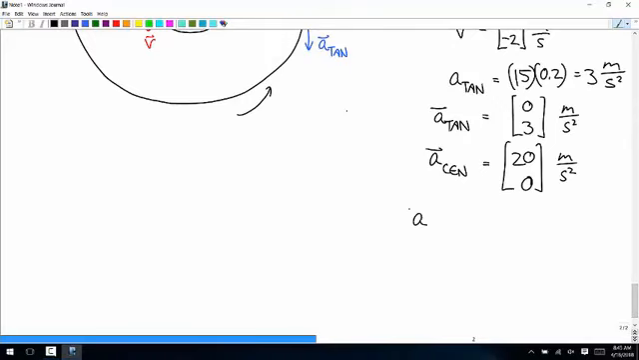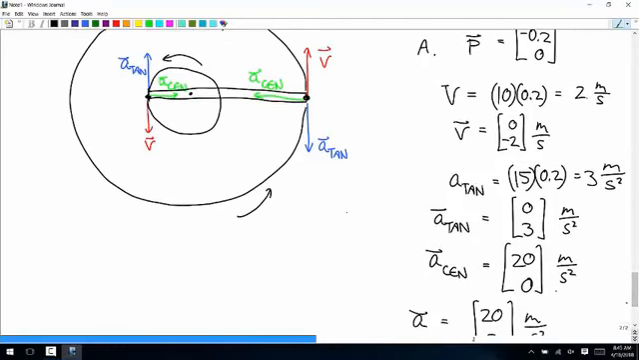And so the total acceleration is 23 meters per second squared. Any questions about that first one? Now the directions, also the magnitudes are going to be different for the point B. The magnitudes are going to be different because the r vector is different.